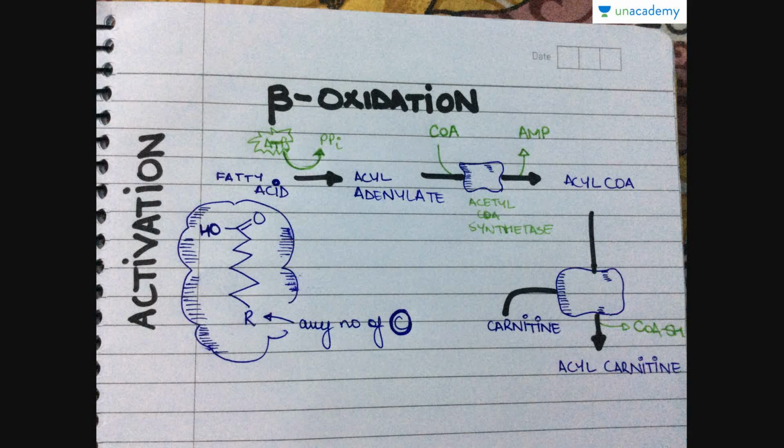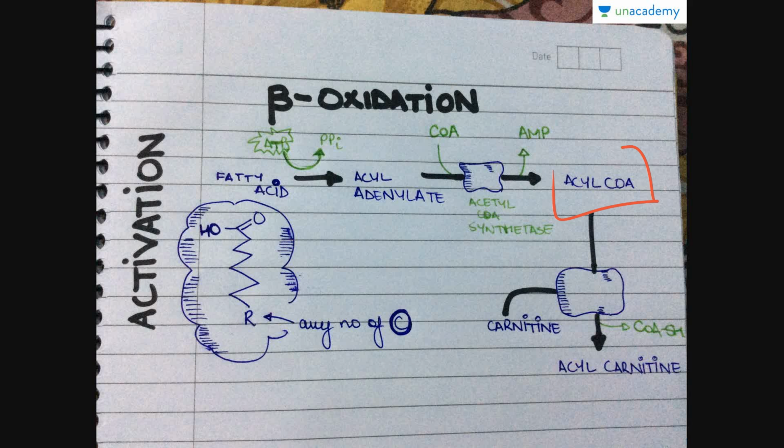Now, a simple structure of fatty acid I have given here. It is a long chain of hydrocarbons with an R group, which is any number of carbon, and a carboxyl group on the other terminal. Now, this, by utilization of 1 ATP, forms acyl adenylate. And this acyl adenylate, in presence of an enzyme called acyl-CoA synthetase, forms acyl coenzyme A.